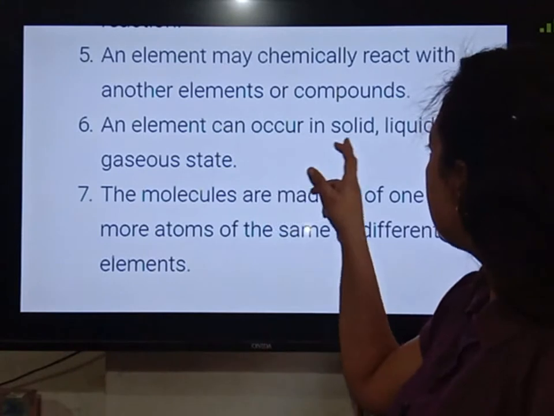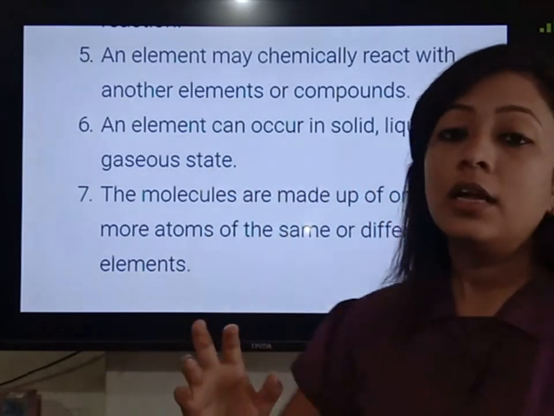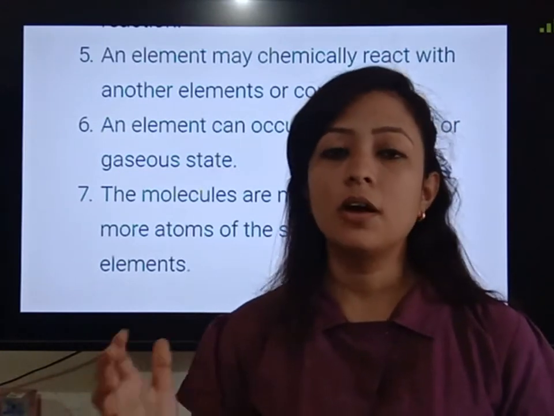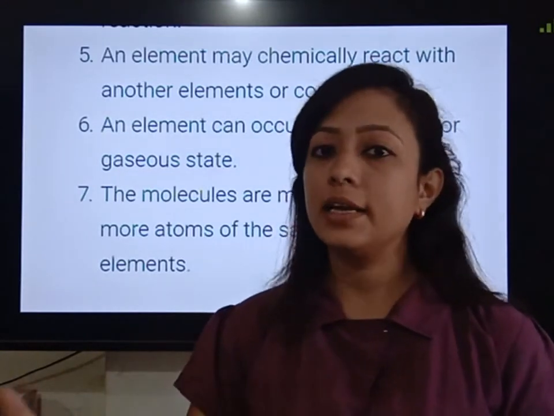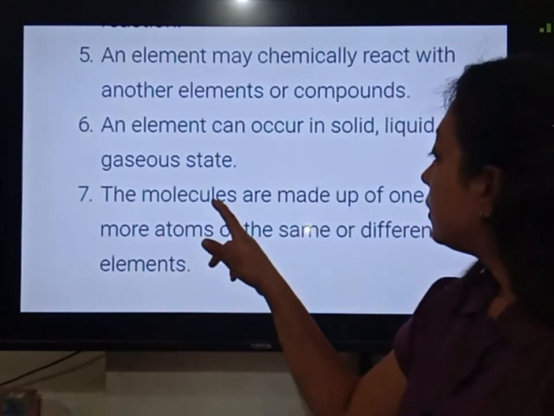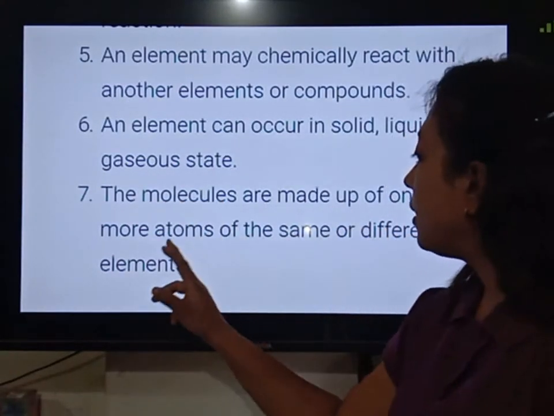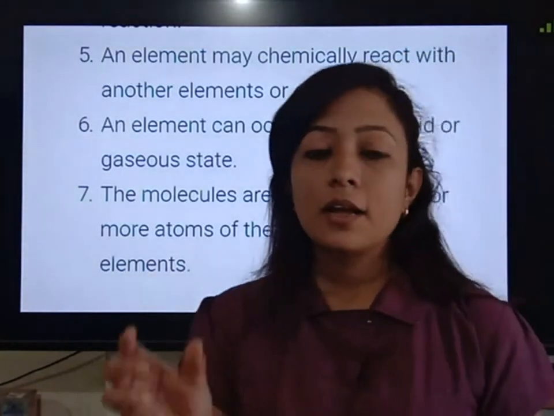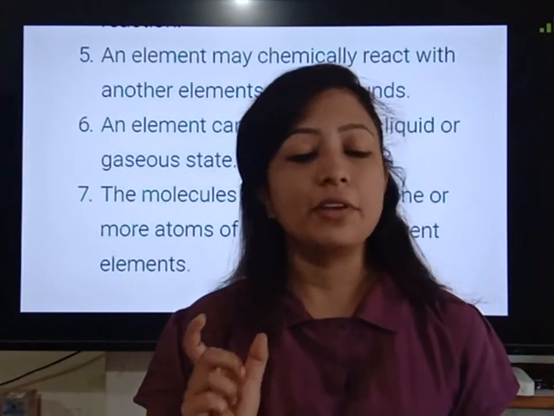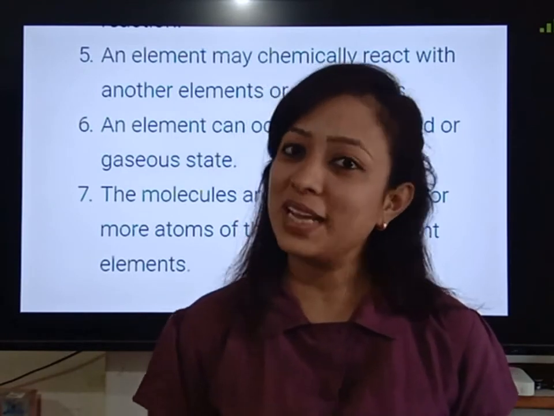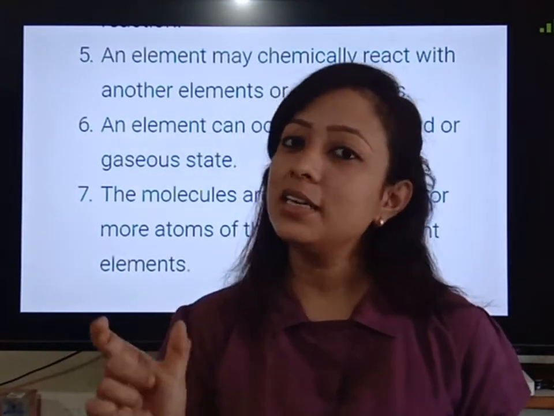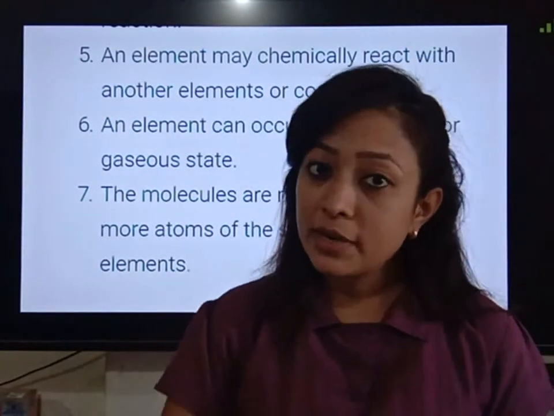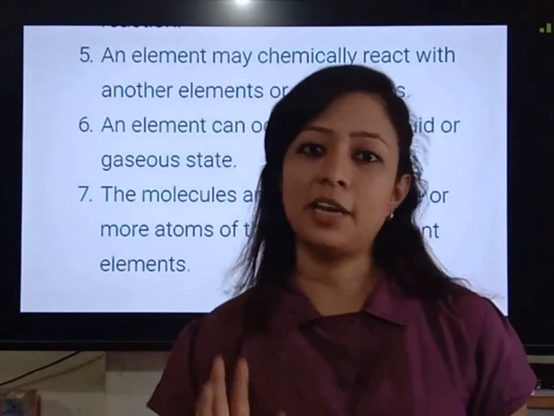An element can occur in a solid, liquid or gaseous form. These elements can be present in solid form or in liquid form, or they can be present in a gaseous form in the atmosphere. The molecules are made up of one or more atoms of the same or different elements. When elements react chemically with one another, they form compounds. These compounds are nothing but molecules. So these molecules can be prepared from different types of elements or the same type of element.